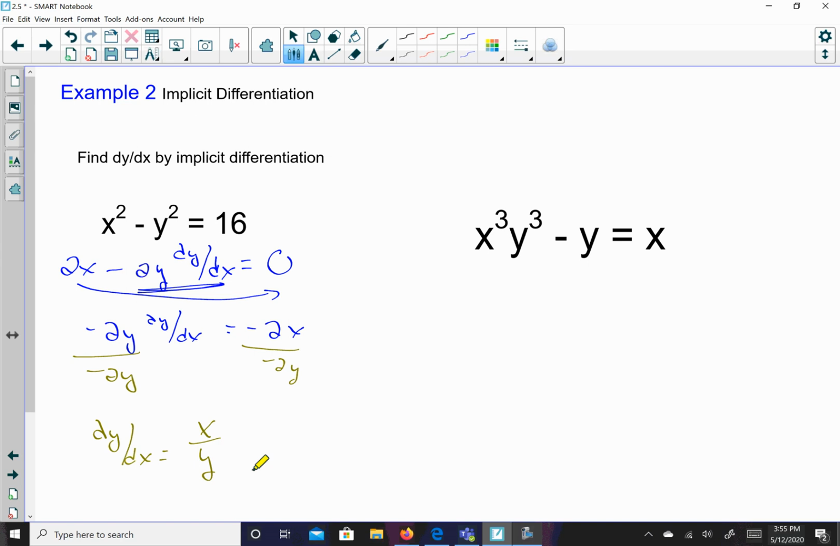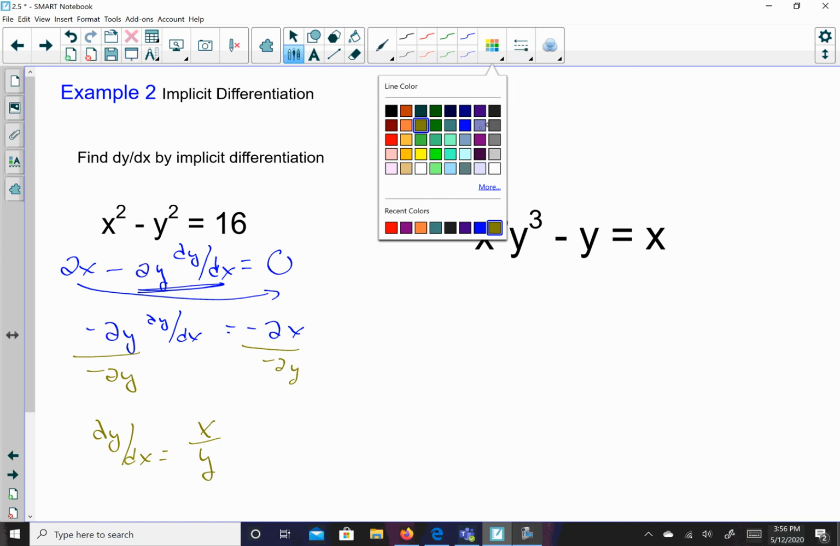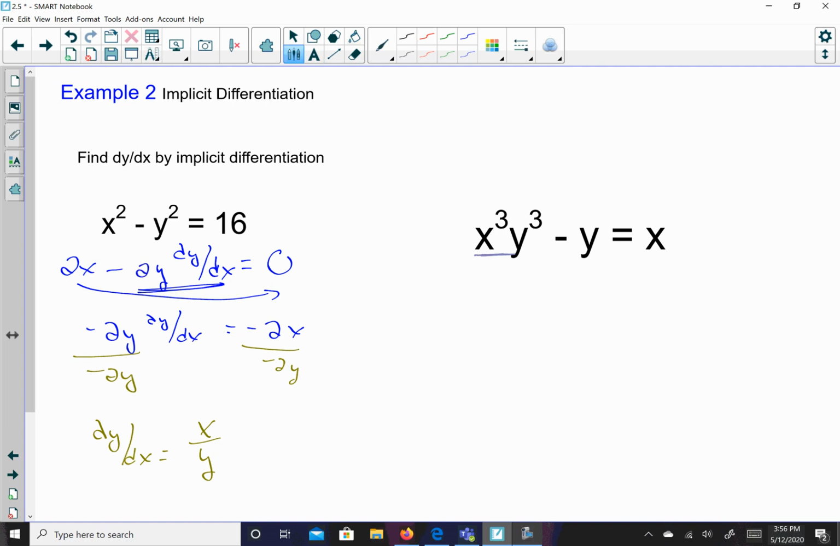Okay, let's do the next one. I have x to the third times y to the third minus y is equal to x. When I do this, I have to use the product rule. First I'm going to leave the x to the third alone. Taking the derivative of something raised to the third power will be 3y squared. Then I'm going to write dy/dx.